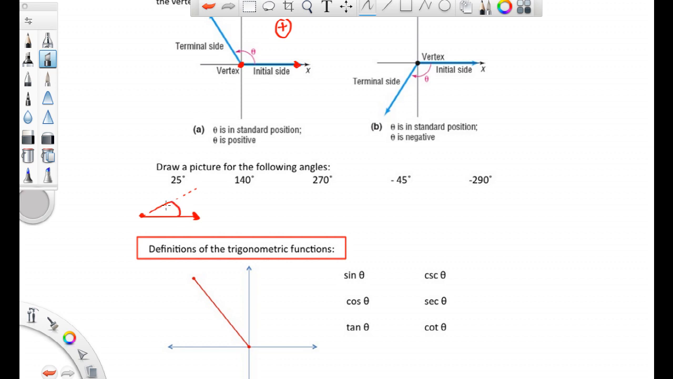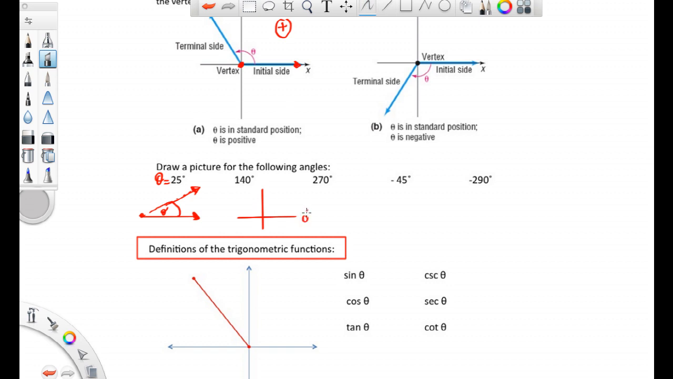So this is a 25-degree angle. This would be a reasonable picture for that. If theta is 25, then this is theta. So what does it look like for 140 degrees? Well, and this is why I like the coordinate system. For 140 degrees, this is a right angle, right?